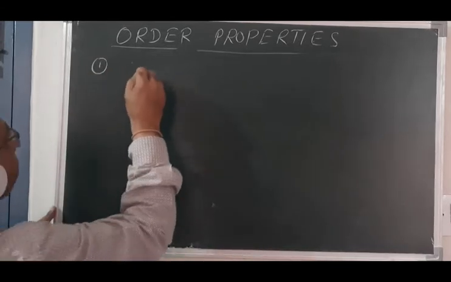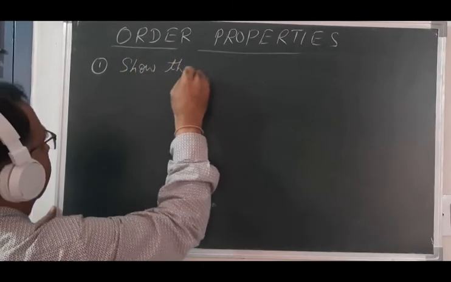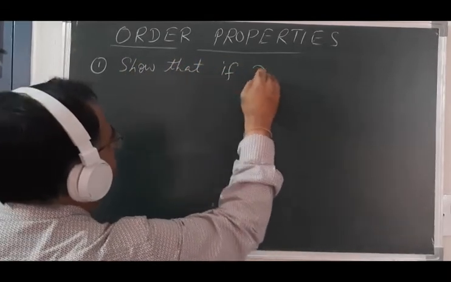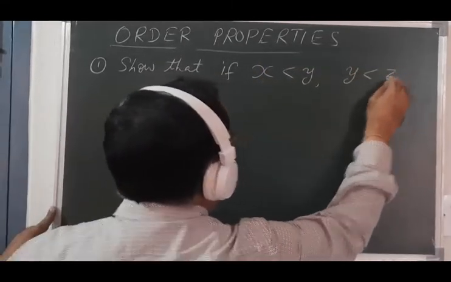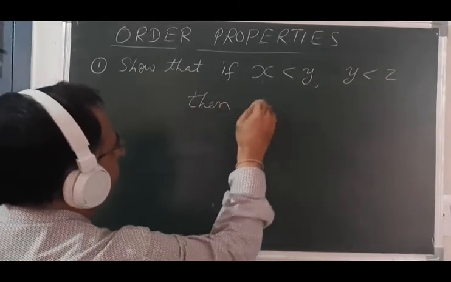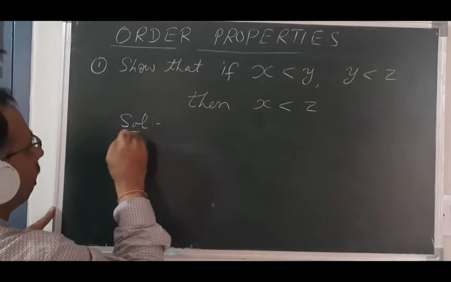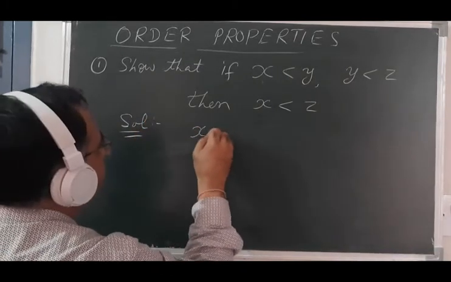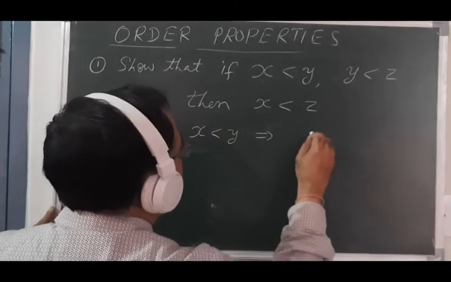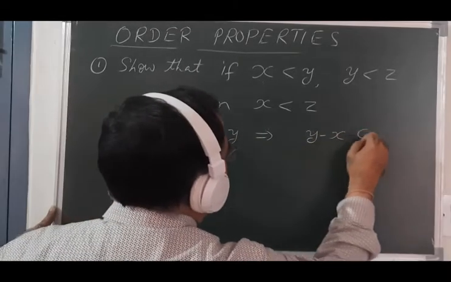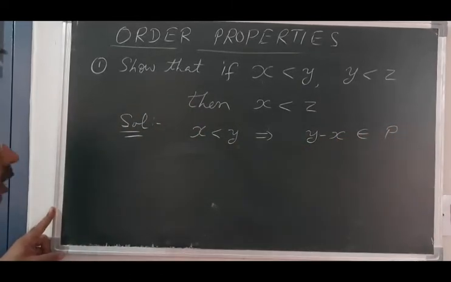So first is show that if x less than y, y less than z, then x is less than z. Solution. So x is less than y. This means y minus x is element of P. This was my first axiom.